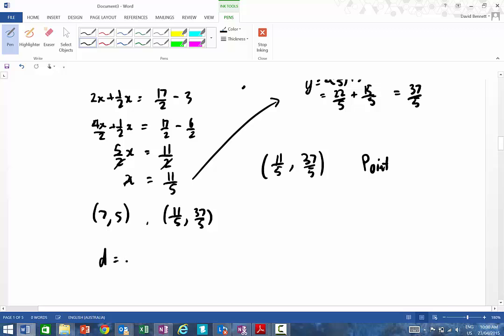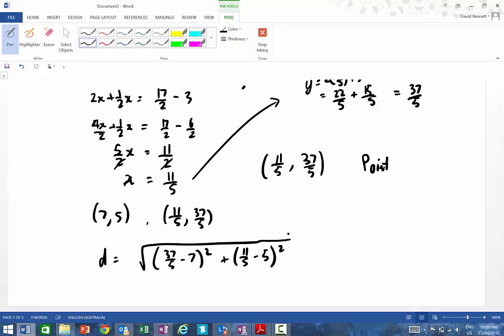So D is equal to the square root of 37 on 5, take 7 squared, plus 11 on 5, take 5 squared. Okay, and then you do that calculation and that will give you your answer. Now I'm not going to worry about doing it. I would put that exactly into my calculator as I would see it there. That would give you the distance.